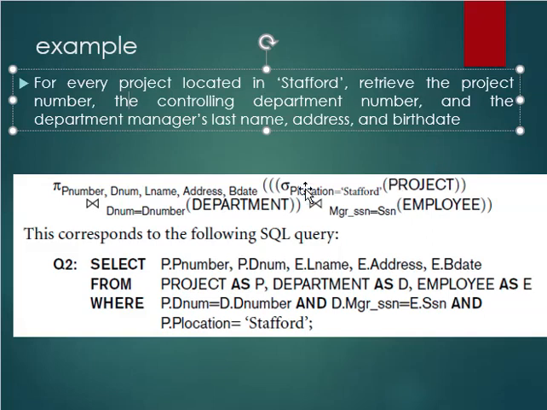So project, then sigma P location equal to Stafford. Then you have to join those tables, P and D. So P and D should be joined with the join condition, and after that you have to join the result with the employee, using the joining condition. So firstly you have to write the SQL query, then convert it into relational algebra.